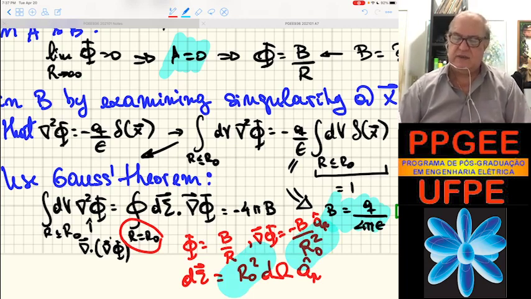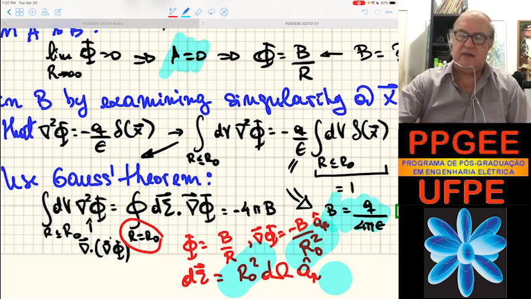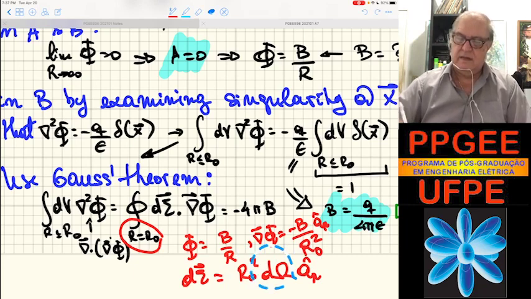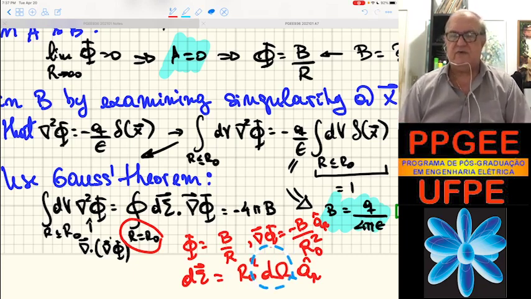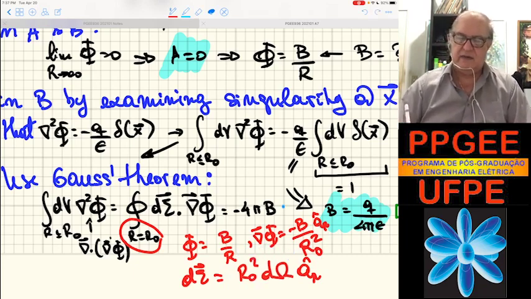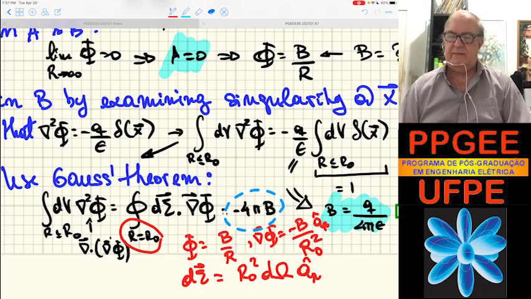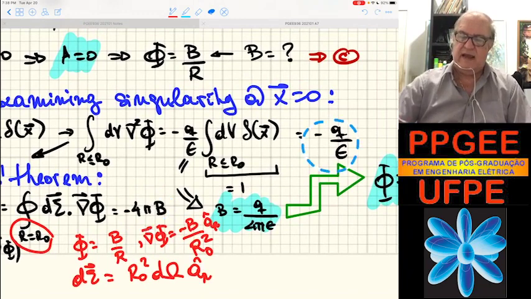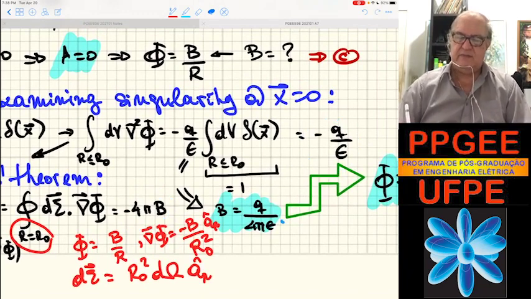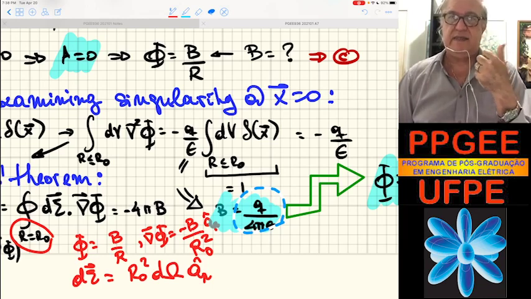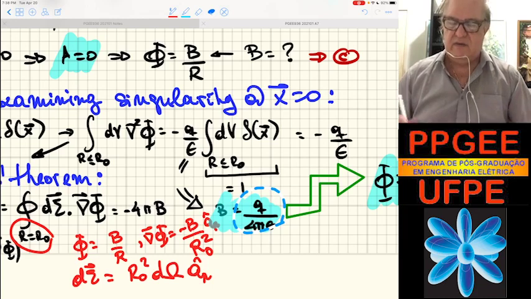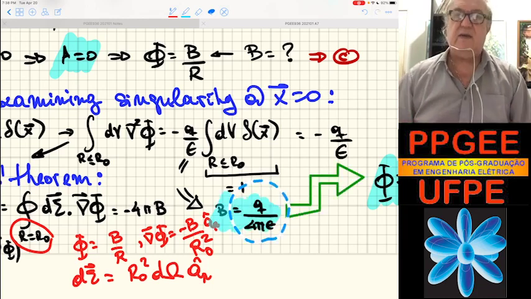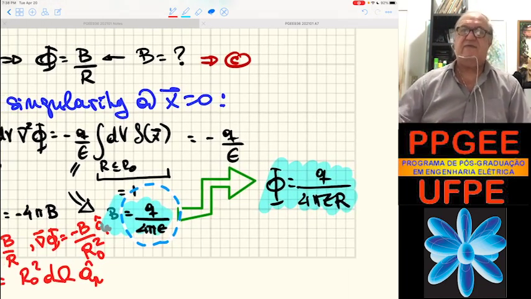So you're going to have a constant times an integral of the solid angle over the closed surface, which is 4 pi. So the integral is minus 4 pi b. When you compare this with minus q over epsilon, you have the constant b, which is the second unknown. One is a, which was 0 for the boundary condition at infinity. The other one is at the origin. So we have the final response, right?